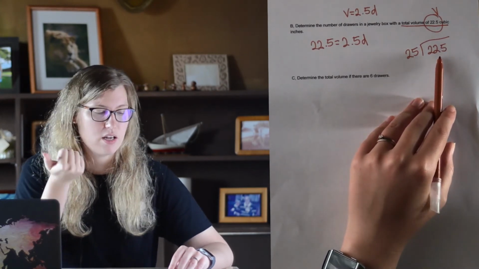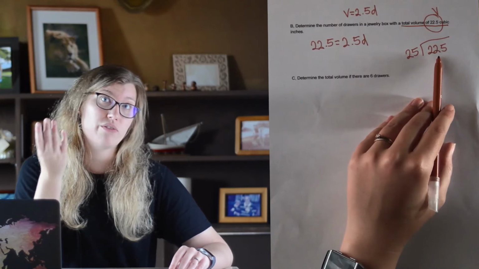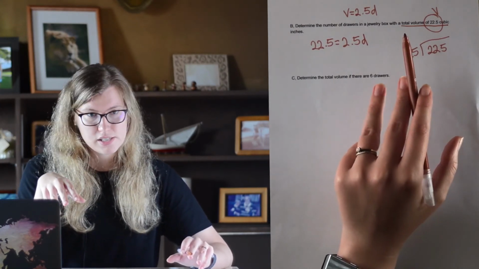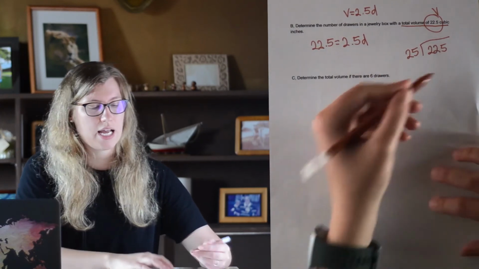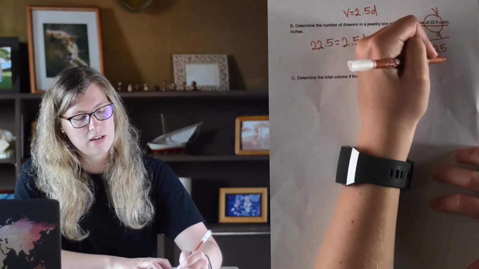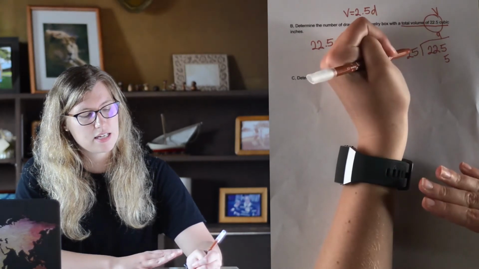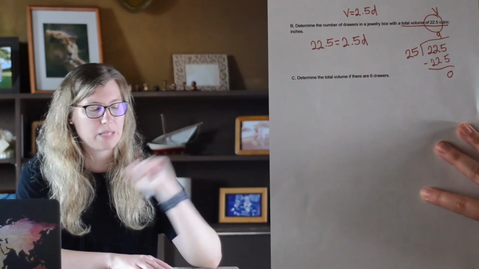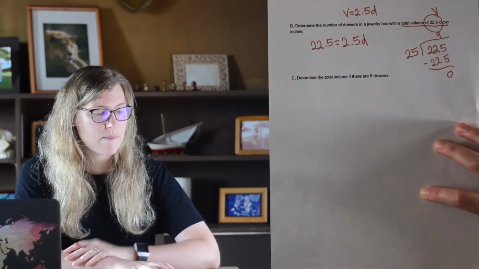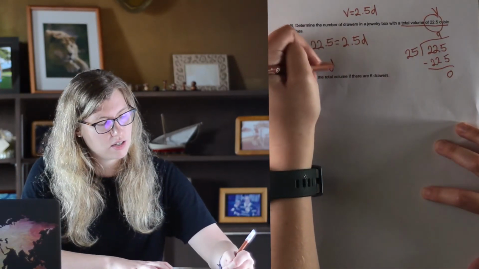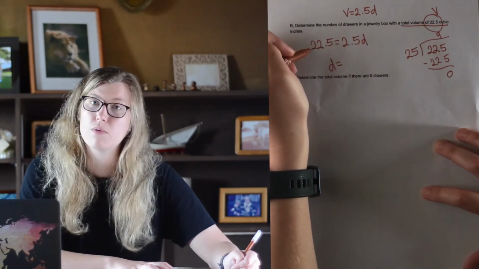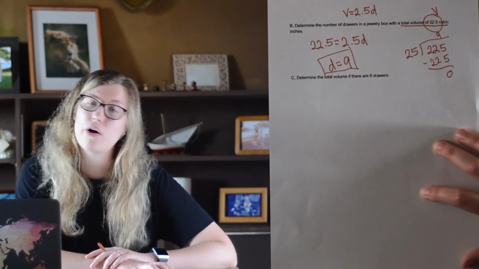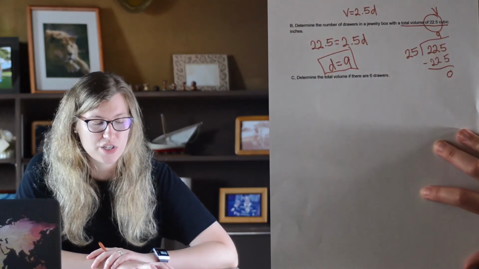Well, let me think. 25 goes into 100 4 times. 25 goes into 200 8 times. So I'm already at 8. Let me try 9. 9 times 5 is 45. 9 times 2 is 18 plus 4 is 22. Oh, there we go. I guessed it. So how many drawers will have a total volume of 22.5? 9. 9 drawers will have a total volume of 22.5 cubic inches.